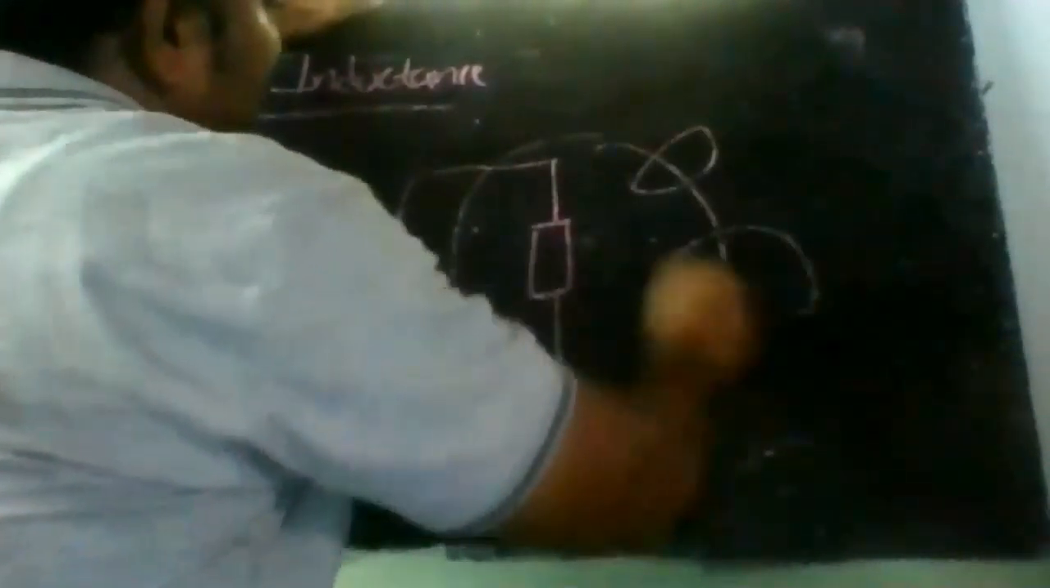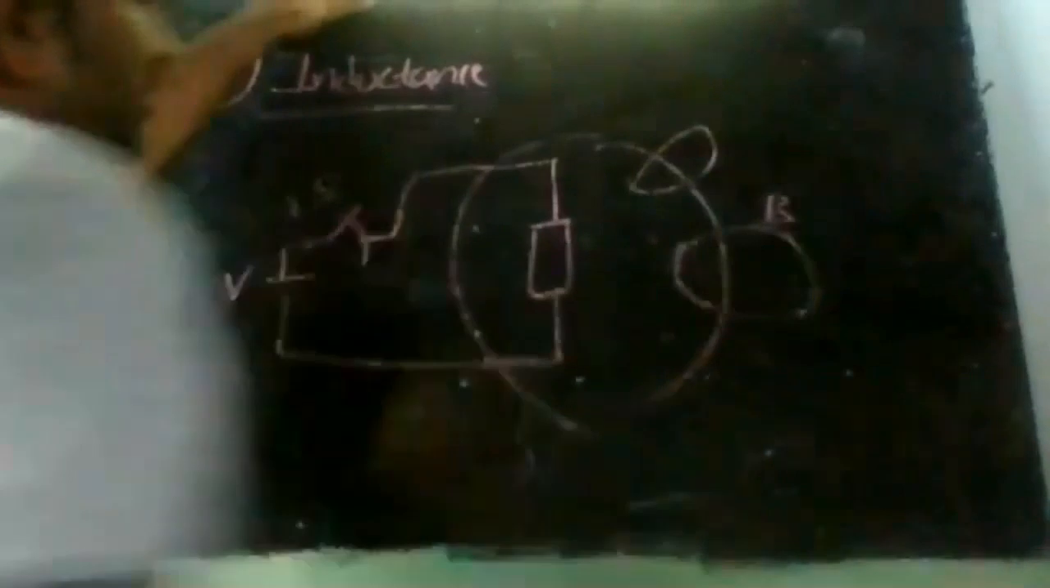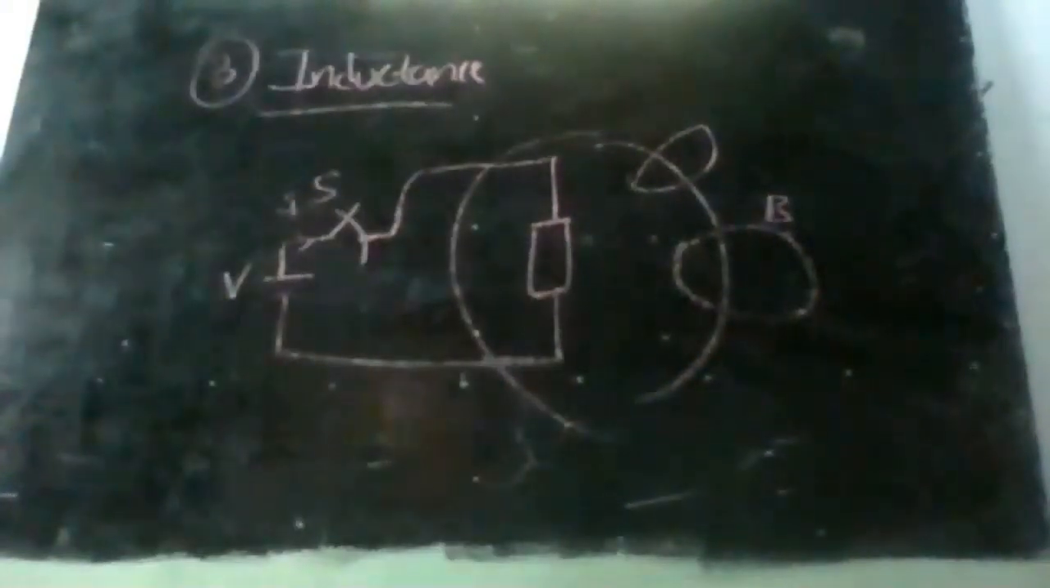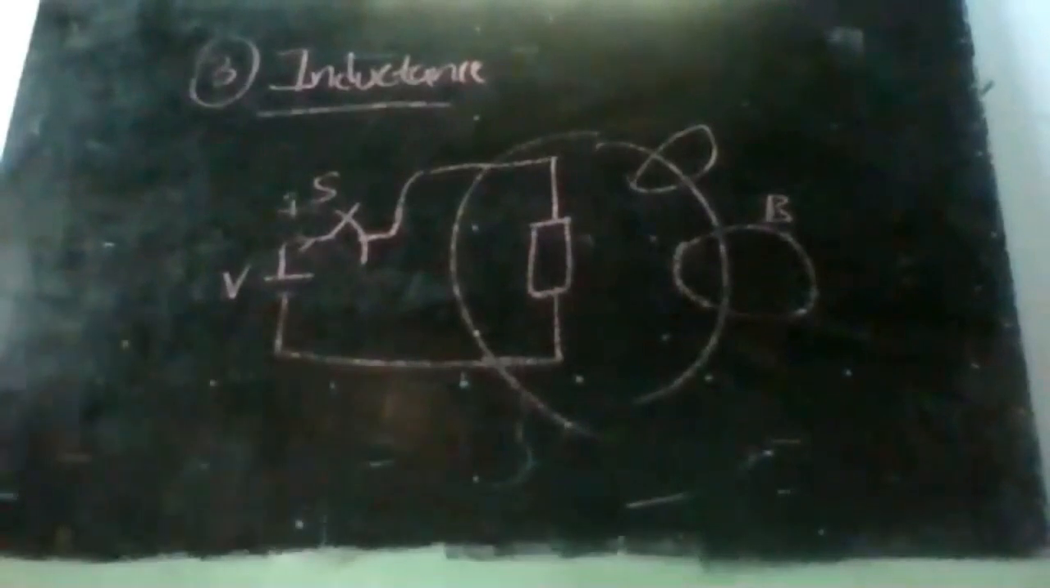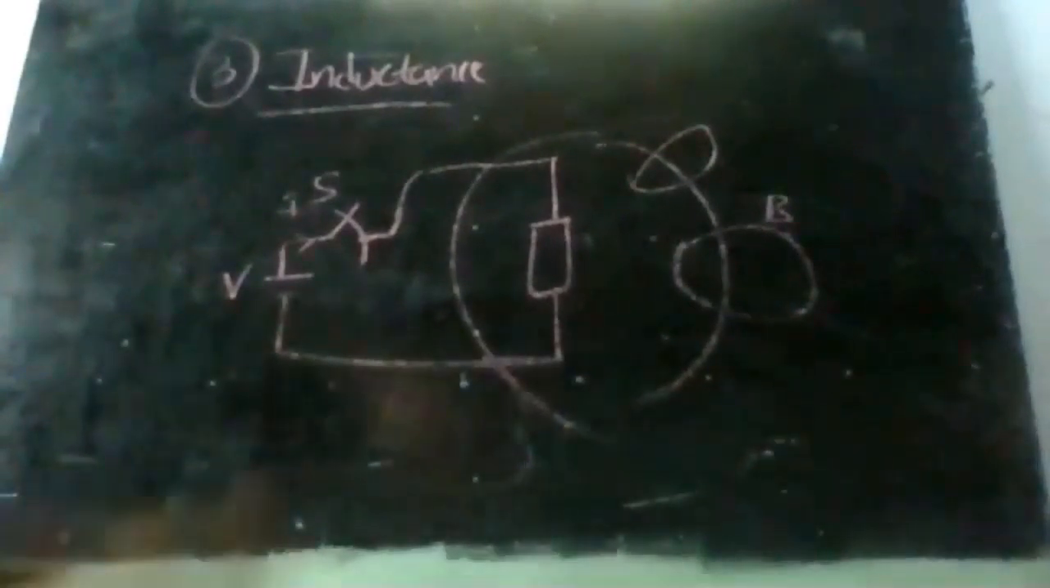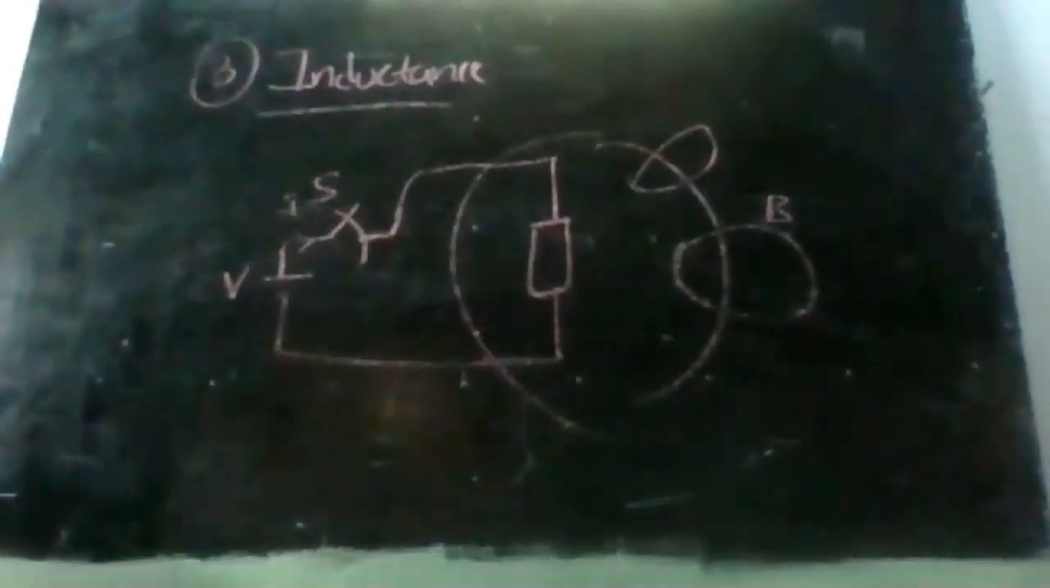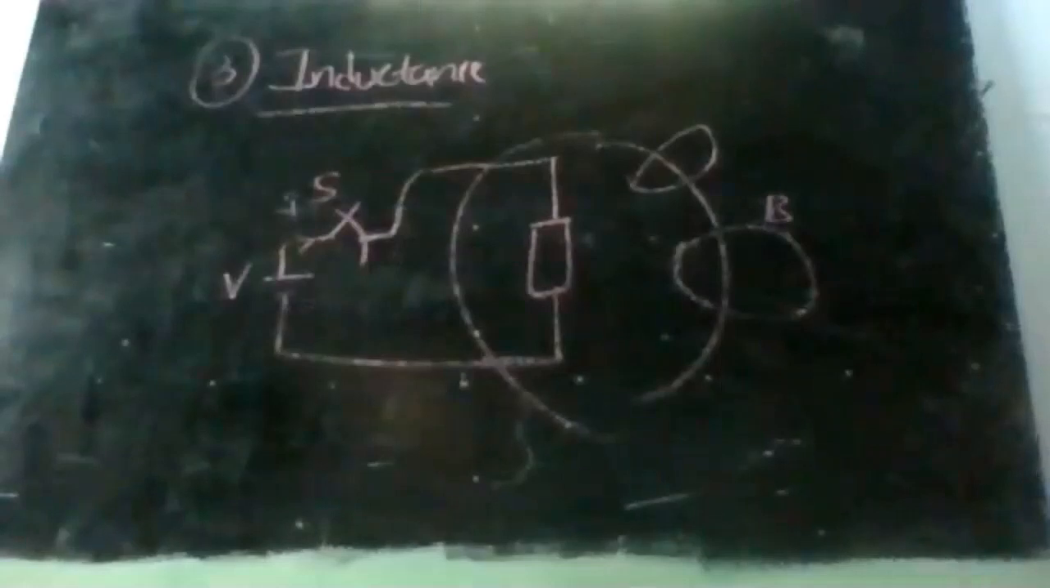It will produce some field B bar, the flux will be produced. So B bar will be generated whenever the current passes through the coil.